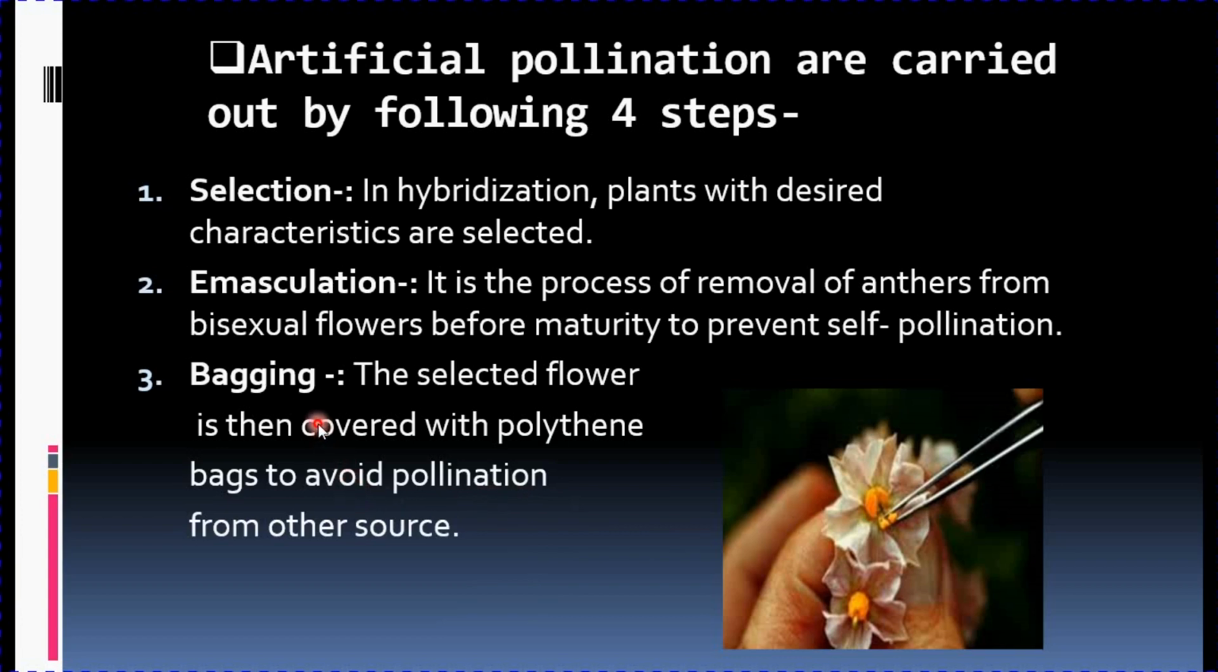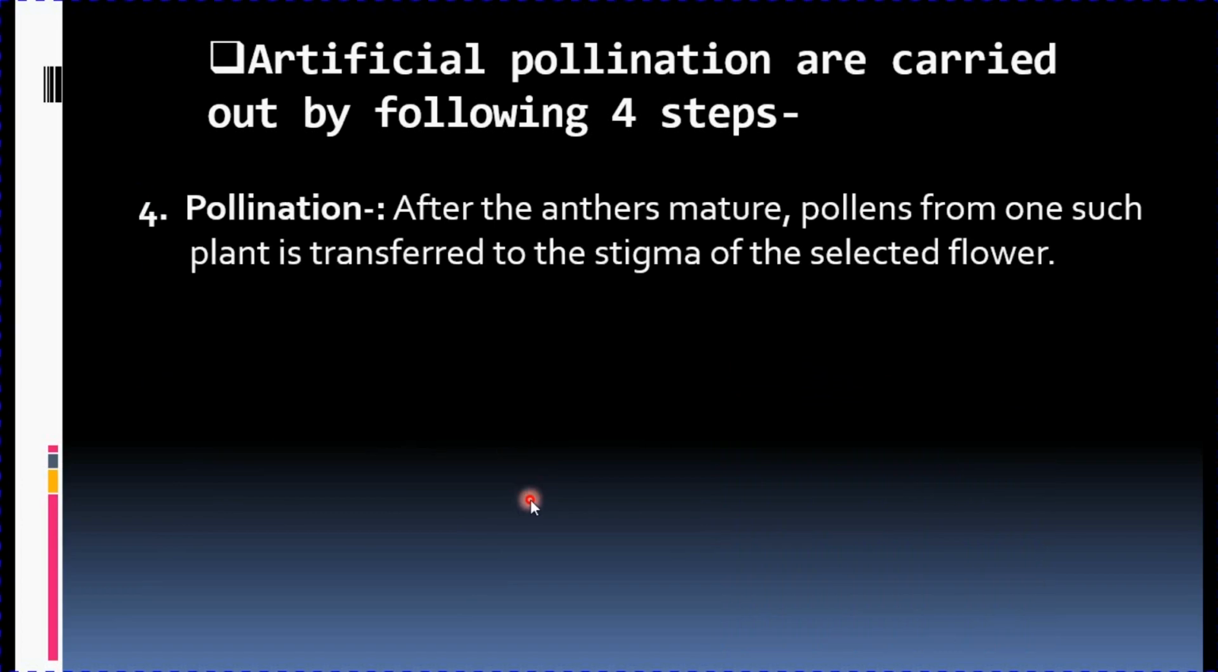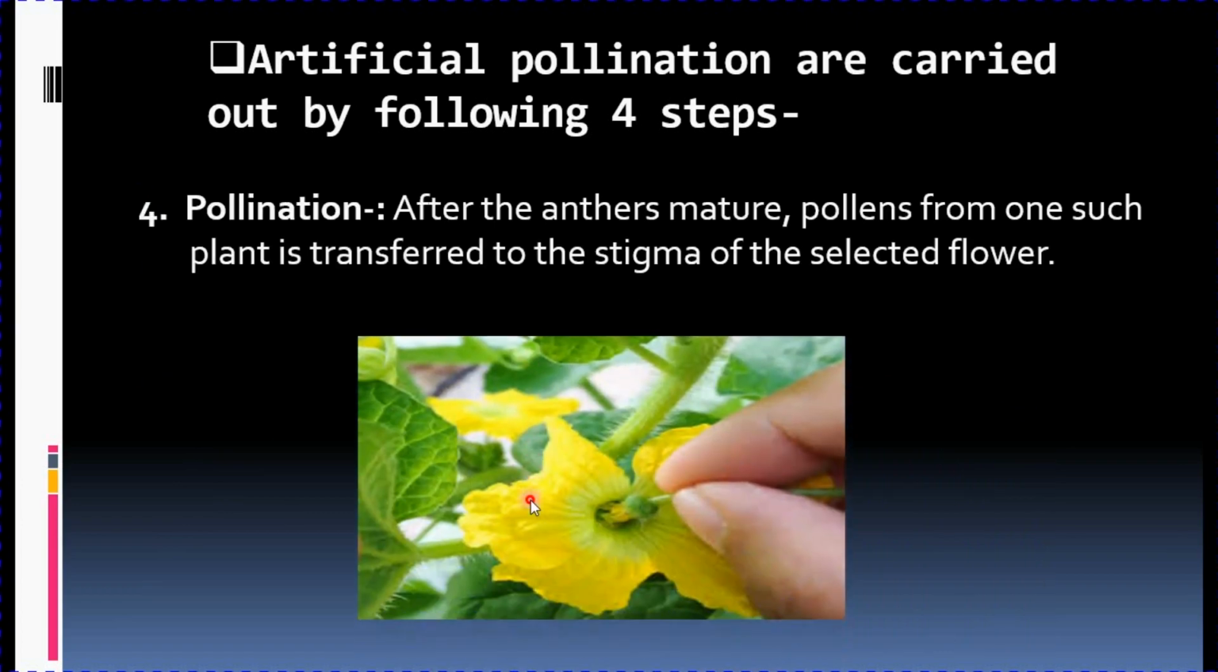So during bagging what happens? The selected flower is then covered with polythene bags to avoid pollination from any other source. Next method is your pollination. Once the pistil or the carpel matures, what happens?